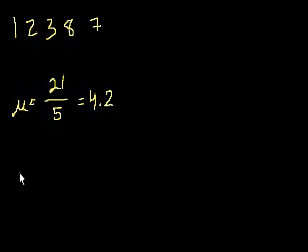Now we want to figure out the variance. And we're assuming that this is the entire population. So the variance of this population is going to be equal to the sum of the squared differences of each of these numbers from 4.2. I'm going to have to get my calculator out.